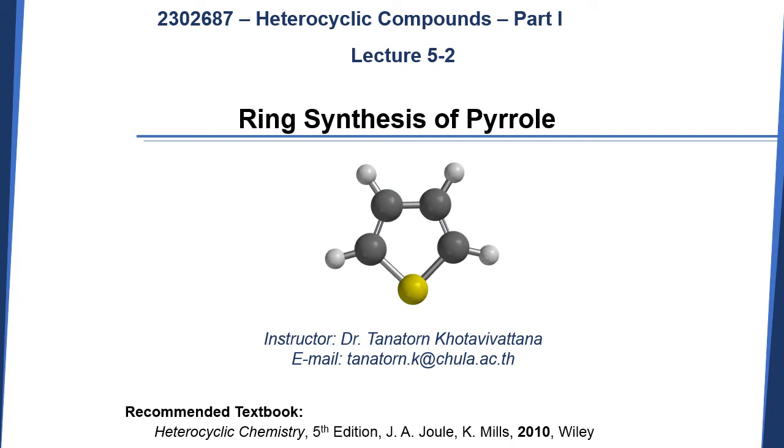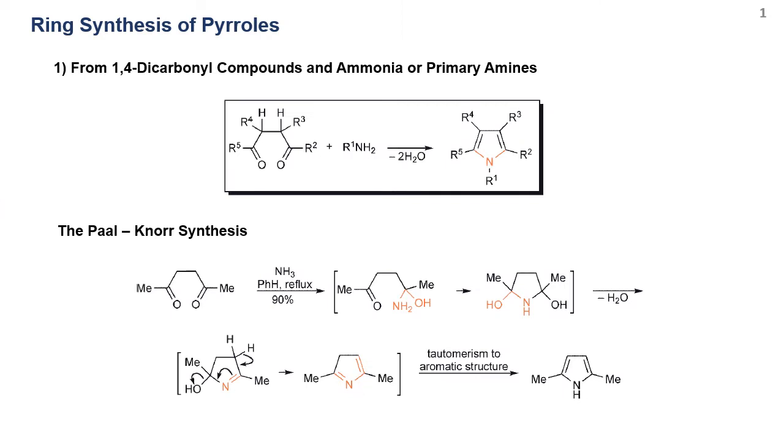Next, we are going to talk about the ring synthesis of Pyrrole. Similar to furan and thiophene, the most common ring synthesis of Pyrrole starts from the 1,4-dicarbonyl compounds, which are the electrophilic sites. And then in this case, you need to have the nucleophilic nitrogen source, such as an amine, in order to form the Pyrrole ring.